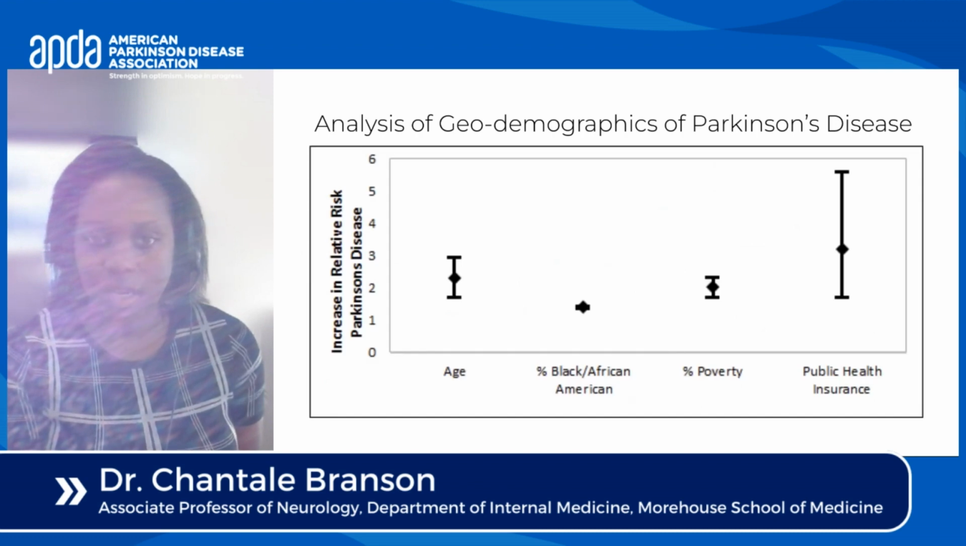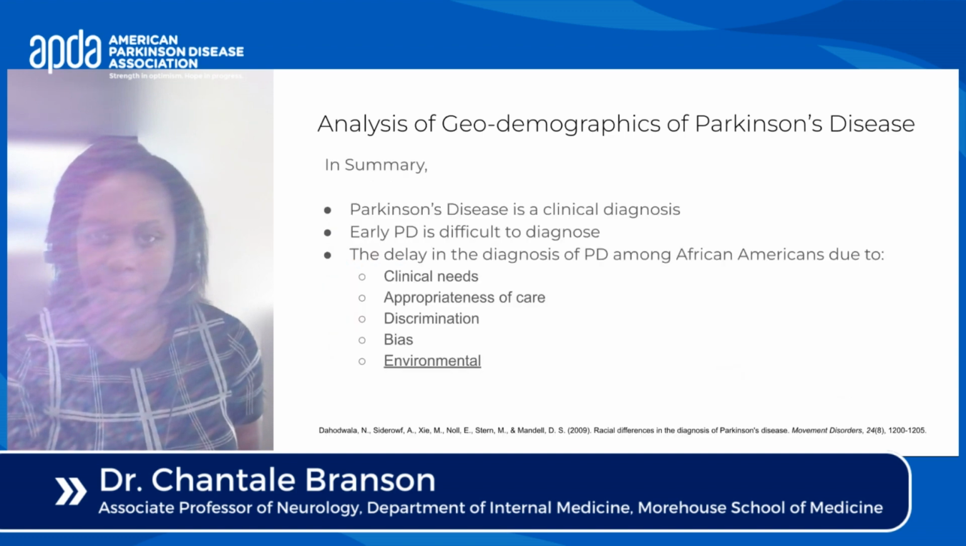And as you can see here, we found a significant association among low-income regions within the metropolitan areas and Parkinson's disease. And as the percentage of African Americans increases within the census tract, there is an increased odds of Parkinson's disease. So in summary, we know that Parkinson's disease is diagnosed based on clinical findings and features, and that there can be challenges with early diagnoses in general, starting with people with Parkinson's disease.